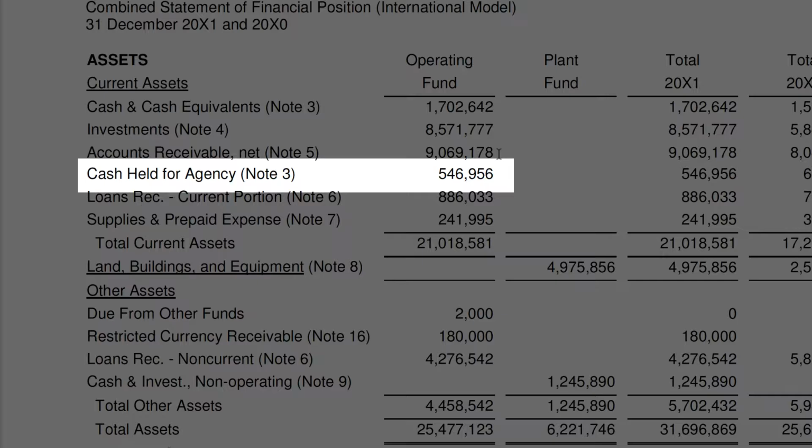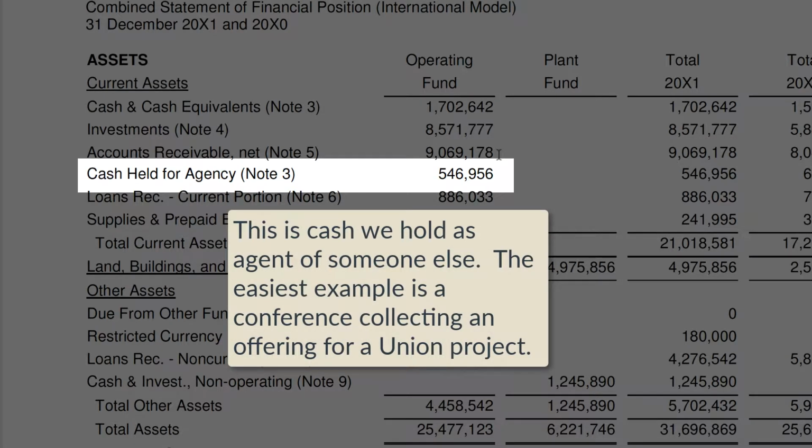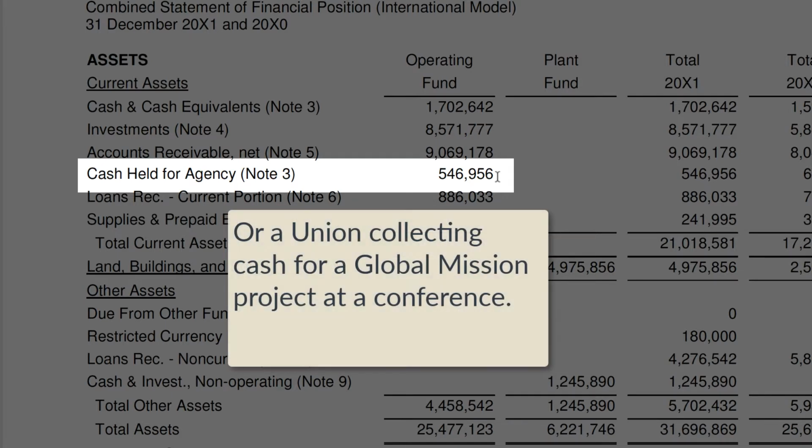Cash held for agencies is a little bit complicated. Imagine we're a conference and we've collected tithe money. Some of that belongs to the organization above us, or maybe we are a union and are holding tithes and offerings that belong to the division. Or we're a division and we're holding money that belongs maybe to a union, or maybe it's money that belongs to the general conference.